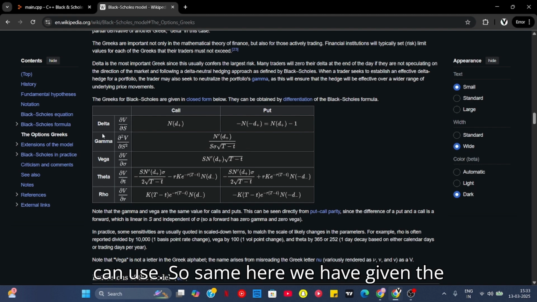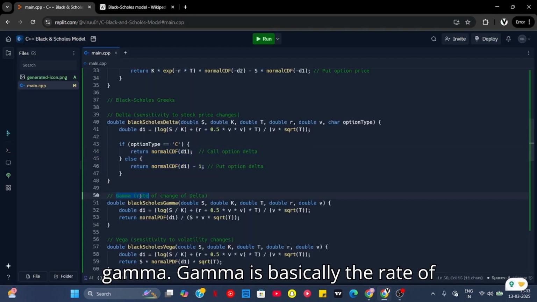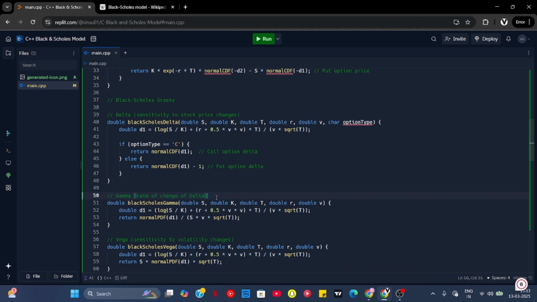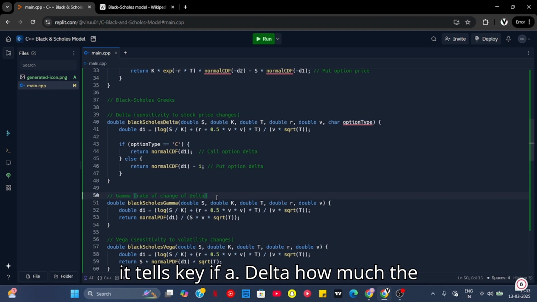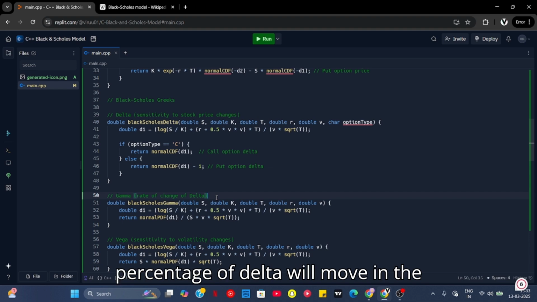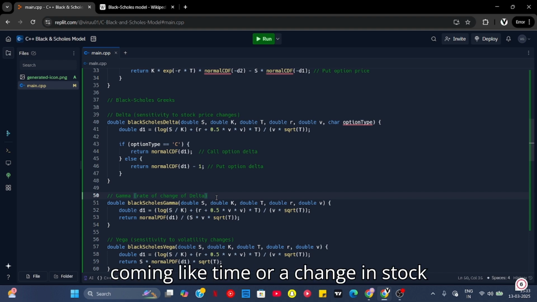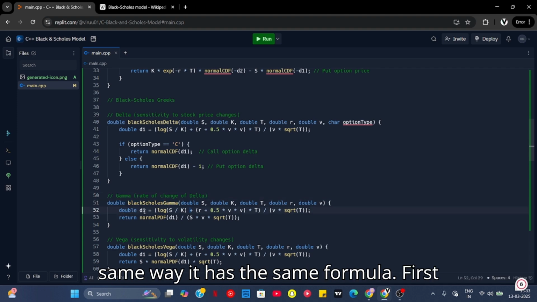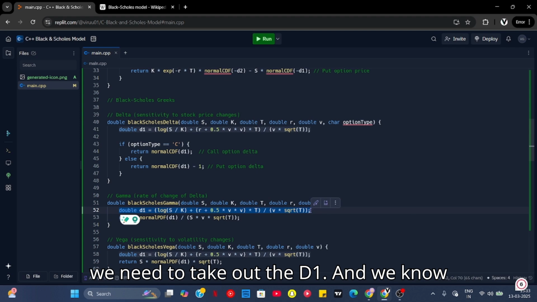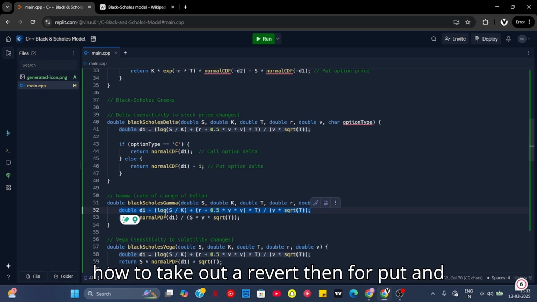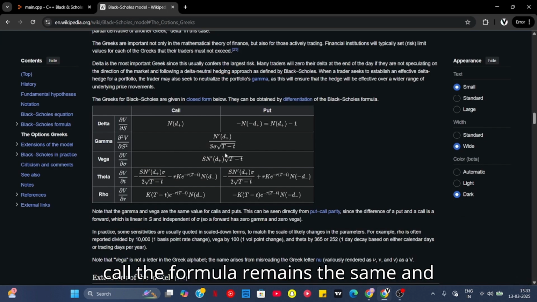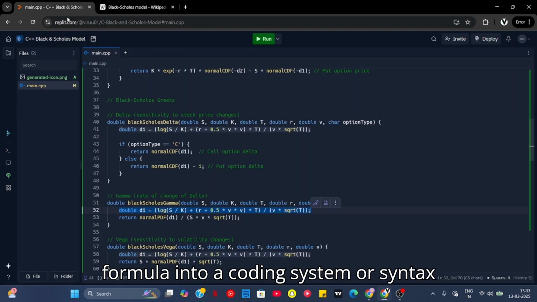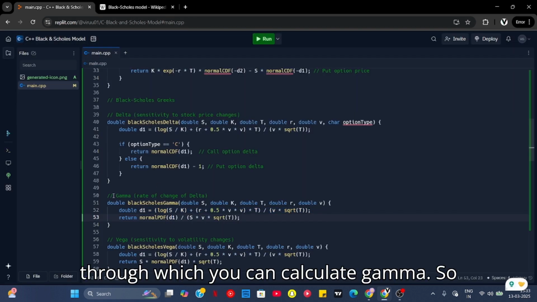Similarly, here we have given gamma. Gamma is basically the rate of change of delta. If gamma is 5%, it tells how much the delta will move in the coming time or with a change in stock price. So in the same way, it has the same formula. First we need to take out D1, and we know how to take out D1. Then for put and call, the formula remains the same, and I've just converted this formula into a coding system or syntax through which you can calculate gamma.